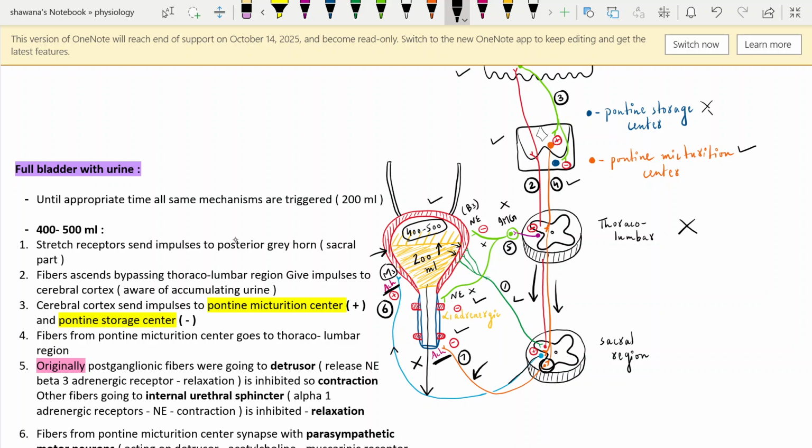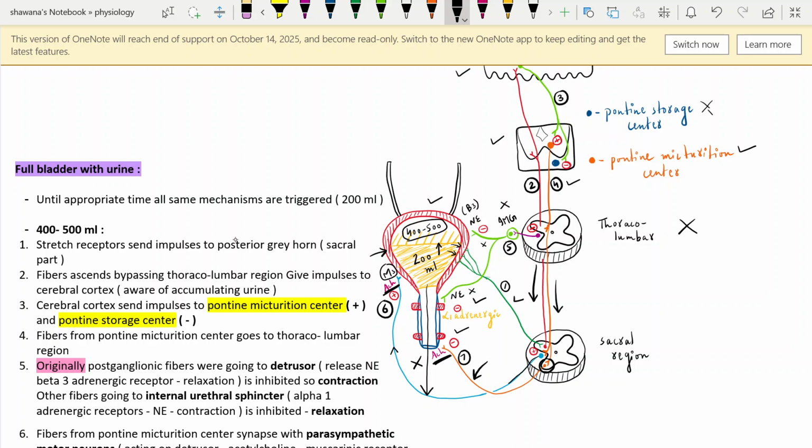The cerebral cortex becomes aware of the accumulating urine in the bladder. Fibers will descend and they will stimulate the pontine micturition center and inhibit the pontine storage center. Fibers from the pontine micturition center will descend and they will synapse with the preganglionic motor neurons in the thoraco-lumbar region and inhibit them. It means that all the activities that were the responsibility of the inferior mesenteric ganglion have been inhibited. So bladder contraction and internal urethral sphincter relaxation start.